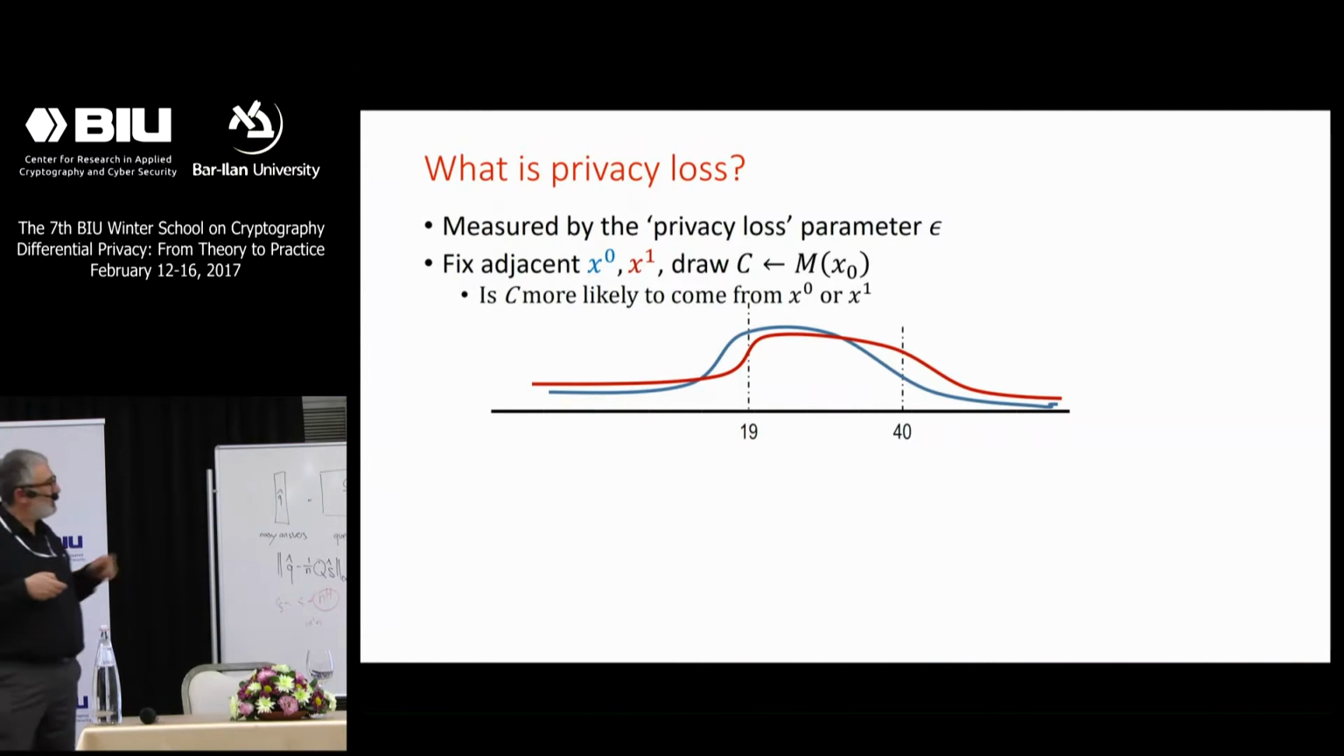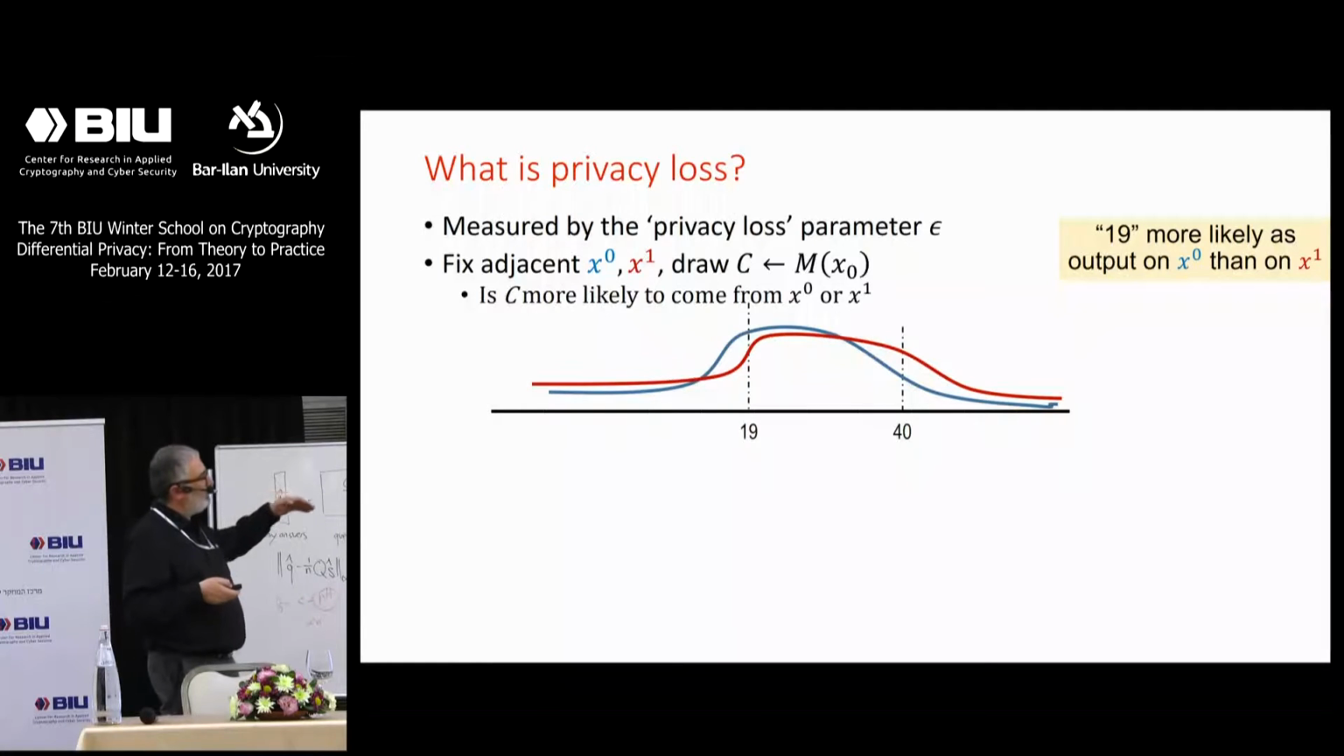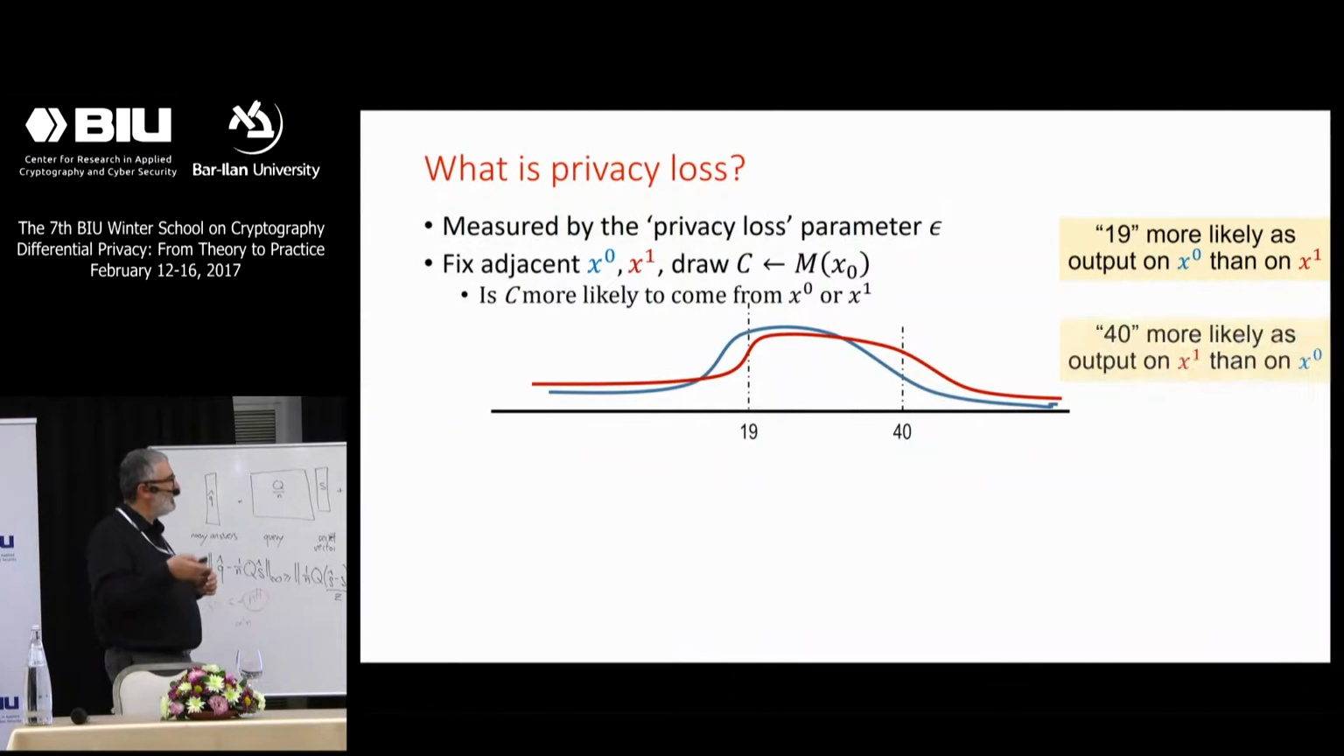Let me look at this concept again here. Suppose we have these two probability distributions on outcomes. The red one is for x0, and the blue one is for x1. You see that they are very similar, so there is a chance that this preserves differential privacy. And now, suppose we see the outcome 19, okay? In this case, the blue line is above the red line, so it's more likely to see 19 as output on x1 than on x0, and similarly, with 40, it's the other way, okay?